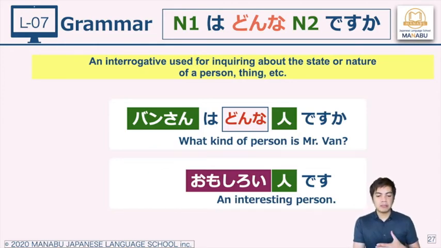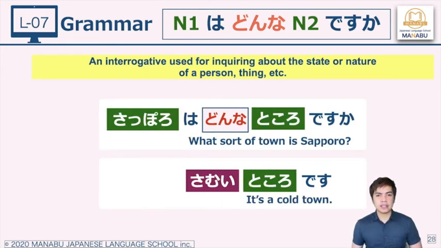In this example, Ban-san wa donna hito desu ka? So, donna hito desu ka is what kind of person. The word donna, then a noun, is what kind of noun. Donna hito, what kind of person, is Ban-san. So, you can answer donna hito with the adjective noun, omoshiroi hito desu. Omoshiroi hito desu, an interesting person. Or you can answer ii hito desu. Ii hito desu, a nice person, or shinsetsu na hito desu. Shinsetsu na hito desu.